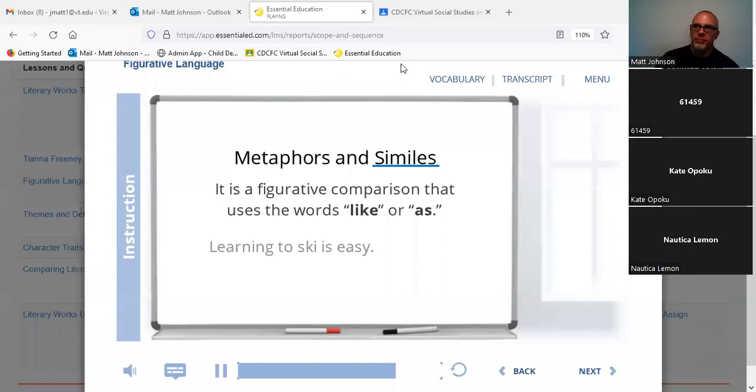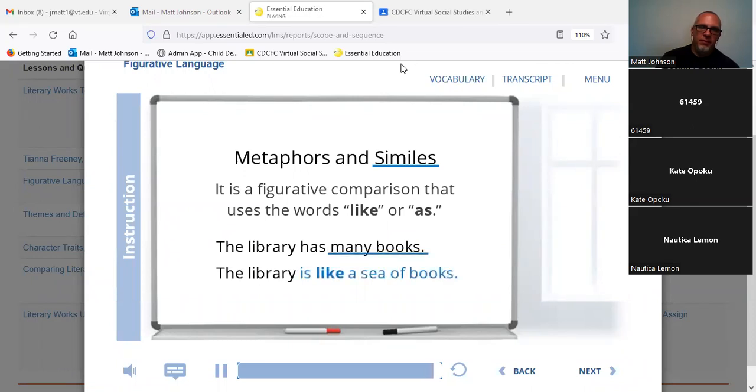Let me show you what I mean. The sentence, learning to ski is easy, might become, learning to ski is as easy as a breeze. See the word as in there? That gives you a hint that this is a simile. You might also notice that this simile kept the word easy instead of replacing it with breeze, the way a metaphor would. Similes sometimes do that. What about this sentence? The library has many books. To make a simile, you can change the sentence to read, the library is like a sea of books.